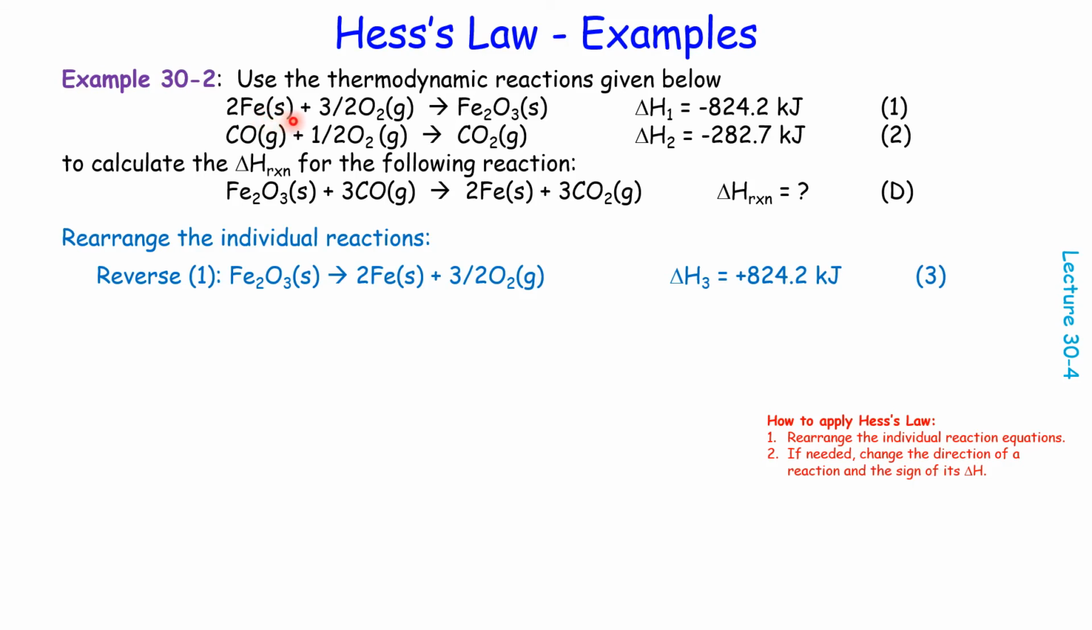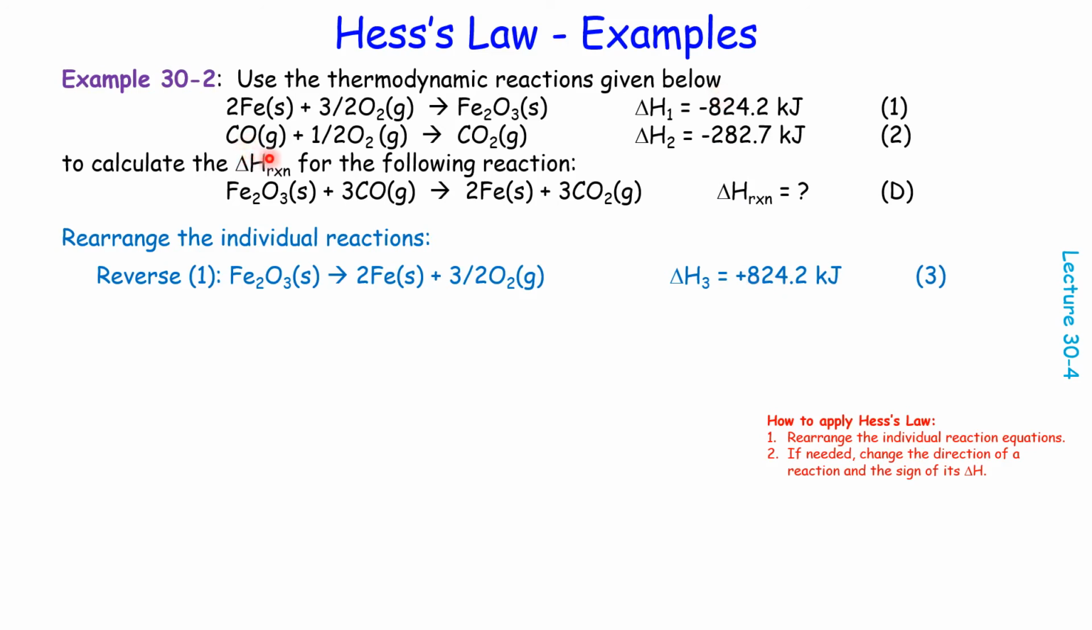Let's take a look at the first reaction. Iron reacting with oxygen, forming iron(III) oxide. And then in the desired reaction, iron is on the right-hand side, not on the left-hand side. That's why we need to reverse equation 1. When we do that, we need to change the sign of delta H1. Okay, so therefore delta H3 should be positive, while delta H1 is negative. The numerical value is the same, but the sign has to be changed.